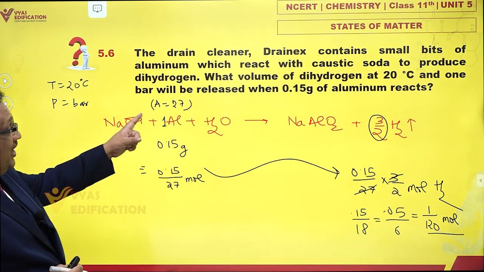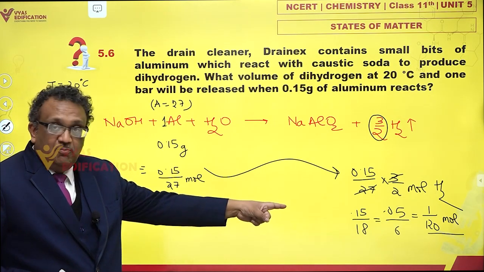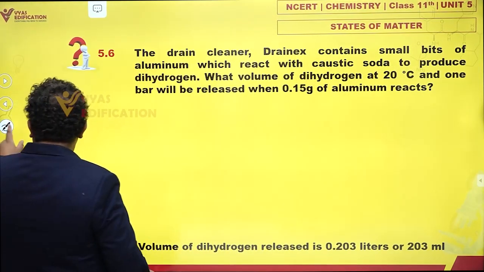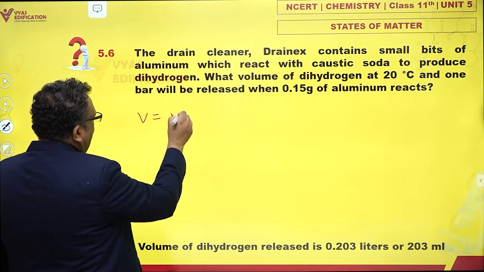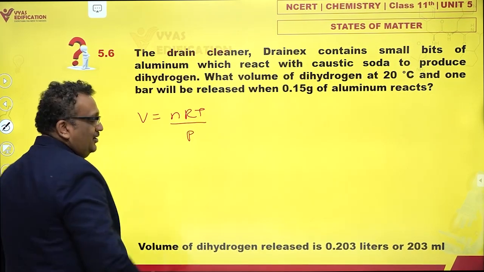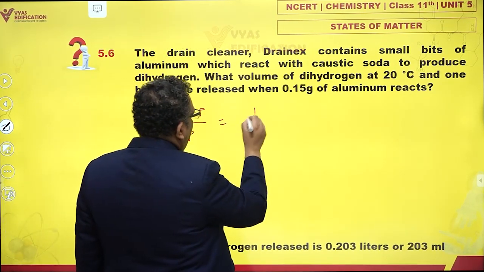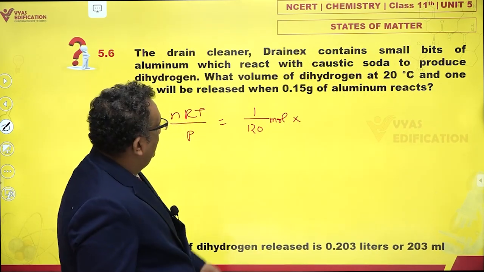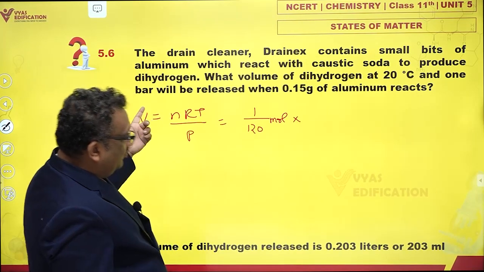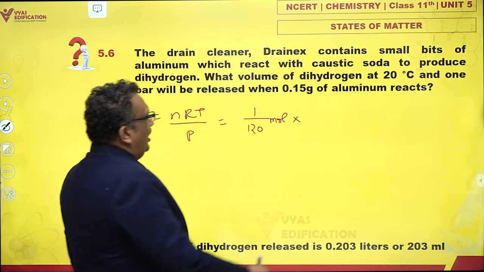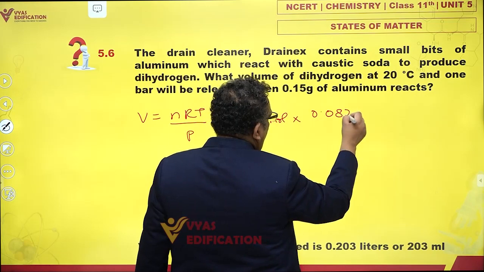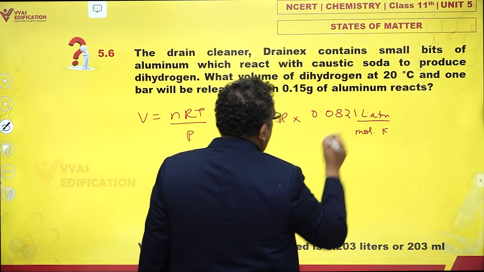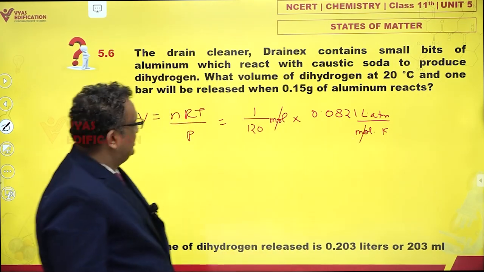Now, they have asked me the volume. I know the moles, I know the temperature, I know the pressure, and V, I remember, is nRT upon P. How many moles? I have 1 upon 120 moles of hydrogen. R. Now, what volume? Volume is usually, if you report it in liter, R is 0.0821 liter atmosphere per mole Kelvin. This is how you should record it with units.